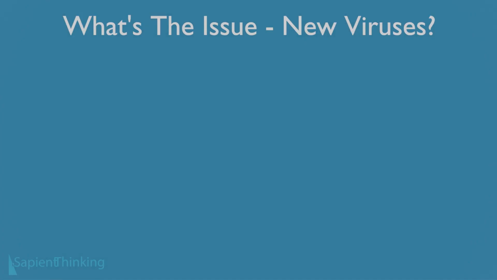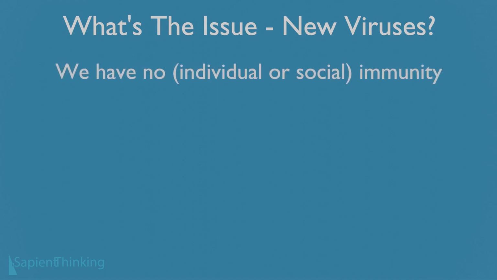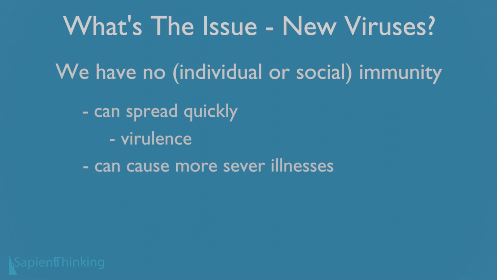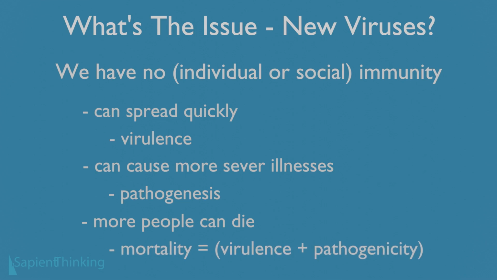The central issue with emerging diseases, in particular novel viruses, is that we have no natural individual or social immunity, therefore pathogens can spread more rapidly throughout our bodies and through society, leading to a greater degree of illness within our bodies and society. The increased virulence and pathogenicity of emerging diseases that we do not have natural immunity to leads to a higher mortality rate from these diseases.